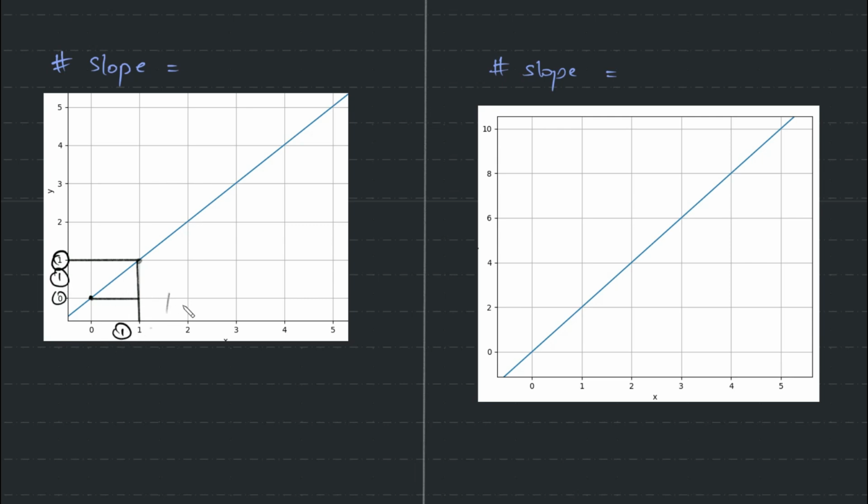While if I take, say, 1 to 3, and I have the corresponding value of the graph over here, what would it be? 3 over here, and here it is 1. So what is the difference over here? Here the difference is 3 minus 1, that is 2. And here the difference is 3 minus 1, that is 2.